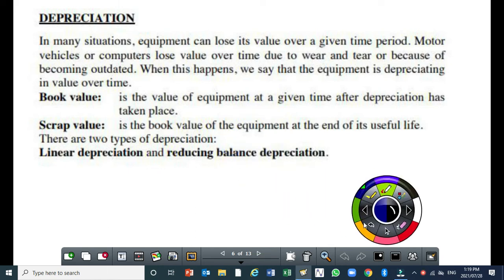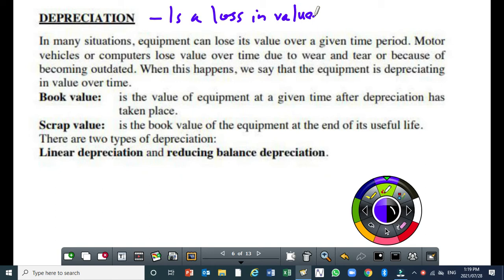Depreciation is what? What's the simple definition of depreciation? It's a loss in value, usually of an asset. Okay? So depreciation is the loss in value.